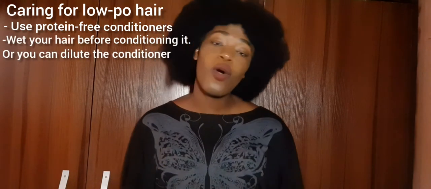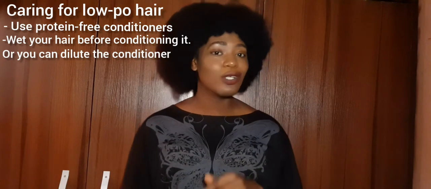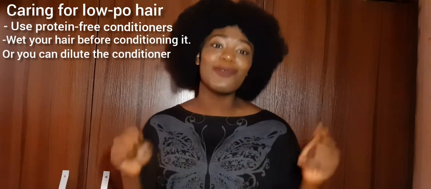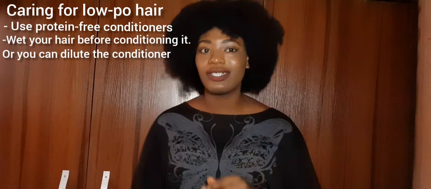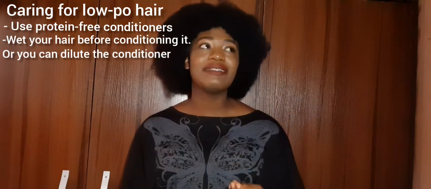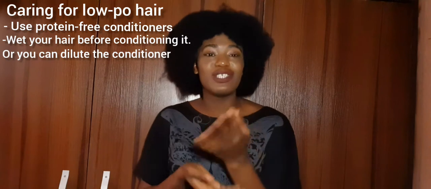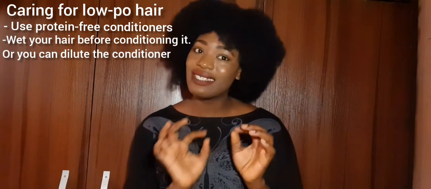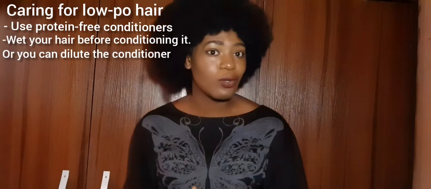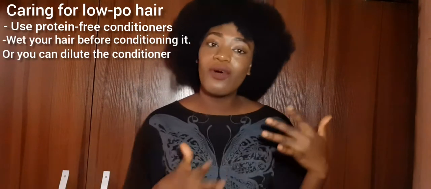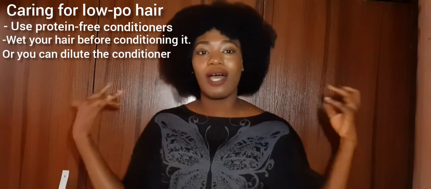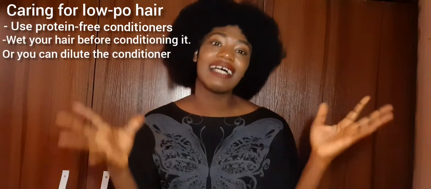Secondly, when you want to condition your hair, make sure your hair is already wet, or if you cannot do that, you can dilute your conditioner. What I usually do, even though I'm applying my conditioner to wet hair, I also dilute my conditioner. So this helps to reduce the mass of the conditioner. I don't know how to explain it. It helps the hair to absorb the conditioner well. It reduces the size. Your cuticles are really small, so when you dilute your conditioner or make your hair wet before adding conditioner, it helps your hair to absorb the conditioner faster and better.